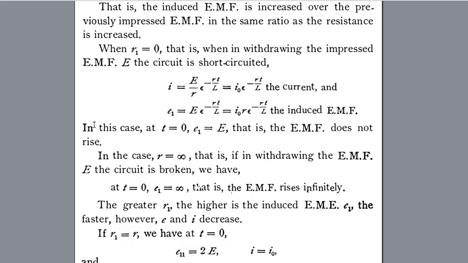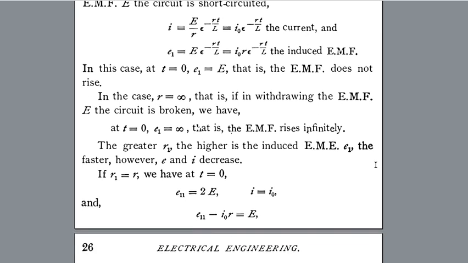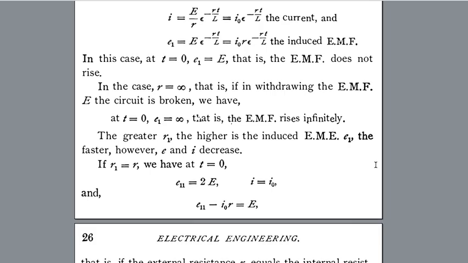I equals E divided by R times e to the power of negative R times t divided by L, which equals I0 times e to the power of negative R times t divided by L, representing the current, and EI equals E times e to the power of negative R times t divided by L, which equals I0 times R times e to the power of negative R times t divided by L, representing the induced electromotive force. In this case, at t equals 0, EI equals E, that is, the electromotive force does not rise.